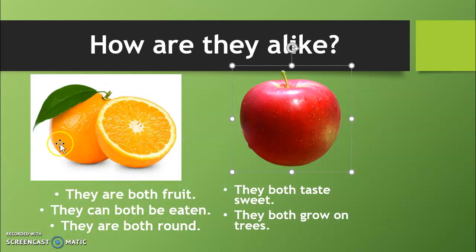We can look at the shape. The shape of the orange is round. It almost looks like a little circle there. Also, the apple is round. Well, this is how they are alike. They are both round. If we were to bite into an orange and bite into an apple, we can taste it. And we can taste that they both are sweet. Well, that's how they are alike. They both taste sweet. We also know that they both grow on trees. So all of these are things that shows how they are both alike. We have just compared the orange and the apple.